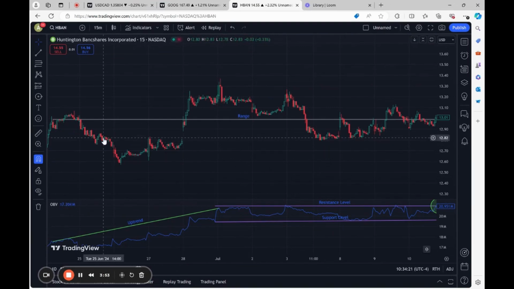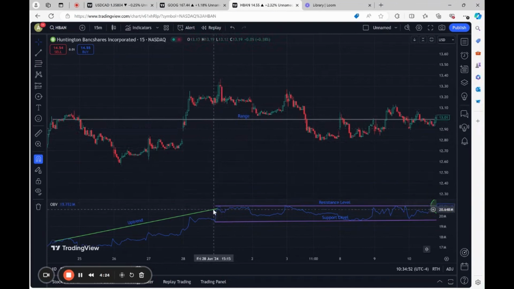So in a range market, if we see an uptrend in on-balance volume, that means that the range market has bullish tendencies and may break out into an uptrend. And if there's a downtrend in on-balance volume alongside a range market, that means that it may break out into a downtrend. So in this case, we actually see an uptrend in on-balance volume here alongside this range market. But in this case, the price actually doesn't break out. So that was kind of a false breakout.